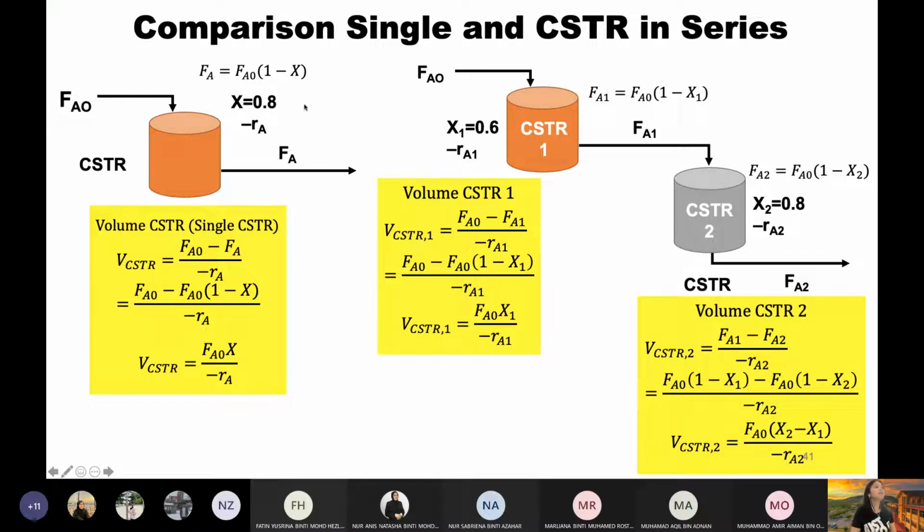Okay, first of all, let's see now. You see first for the single CSTR, one CSTR, formula dia, volume CSTR equals to FA naught, okay, the one that enters the reactor, minus FA, the molar flow rate that exits the reactor, per minus RA. FA naught is the initial molar flow rate. FA is the final molar flow rate or the exiting molar flow rate. Done.